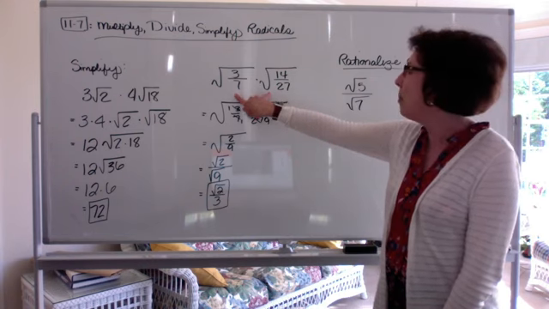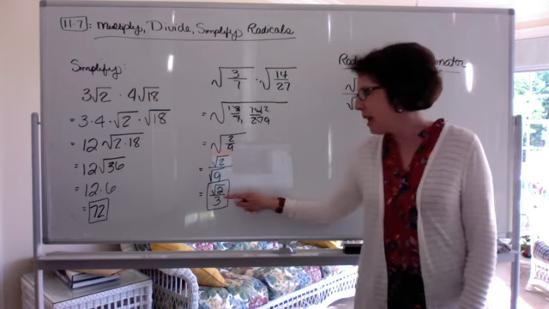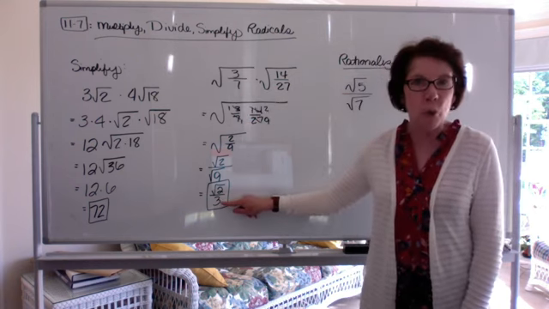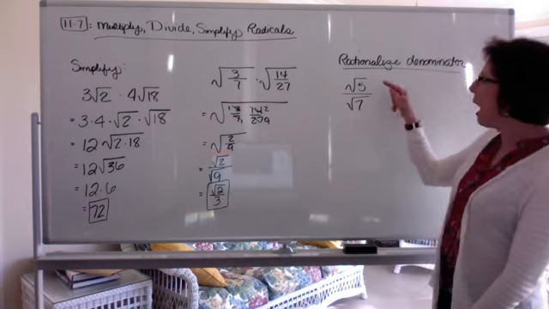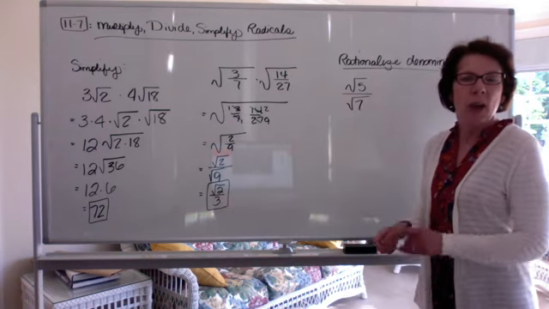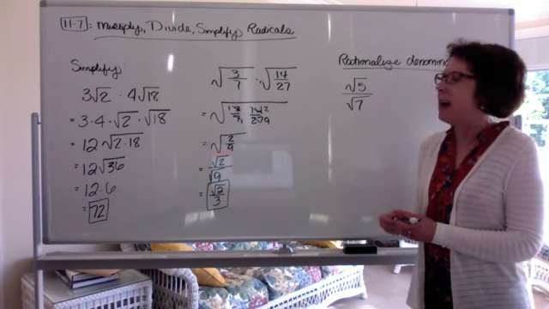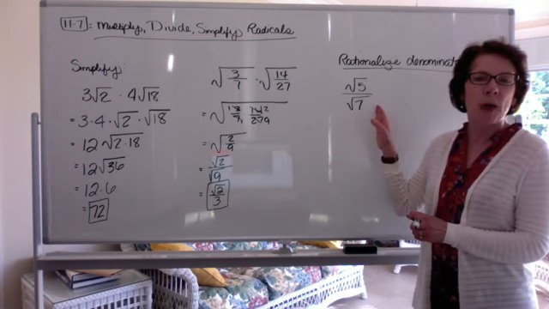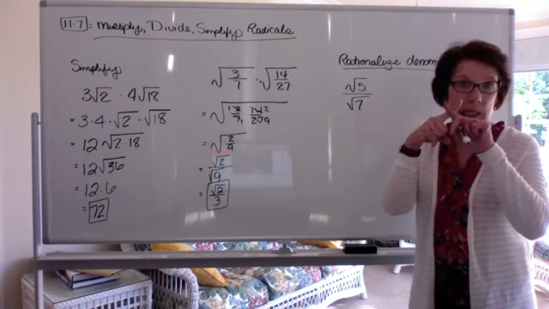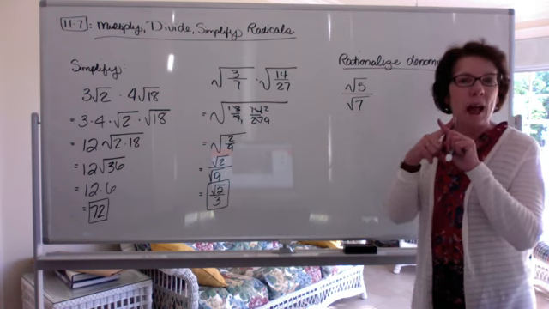Okay, now, notice here that the root of 9 simplified to 3. 3 is a rational number. Over here, I have the root of 5 over the root of 7. The root of 7 cannot be simplified, and I'm stuck with an irrational number in the denominator. That is a big no-no in algebra.